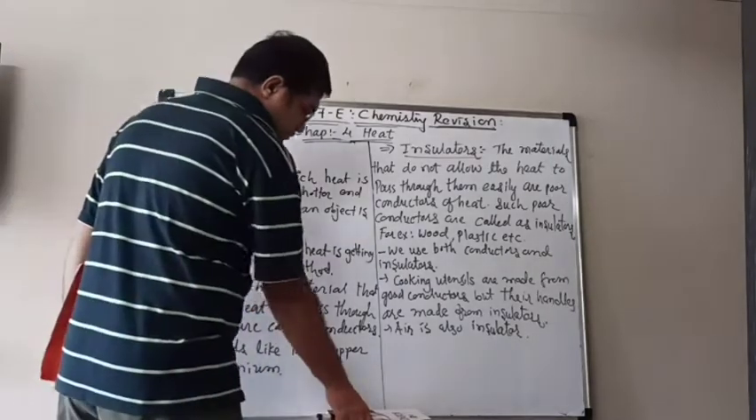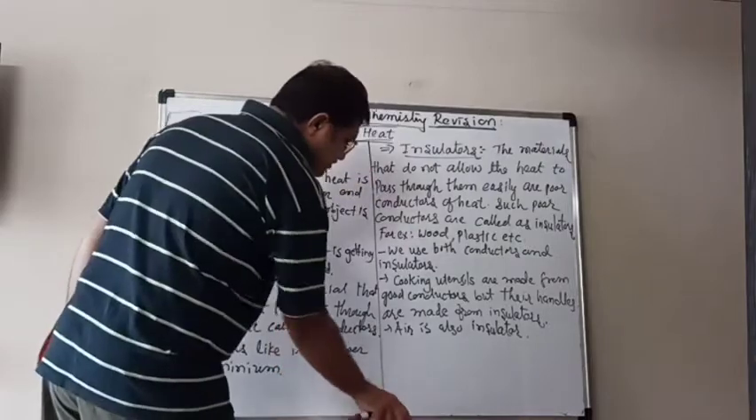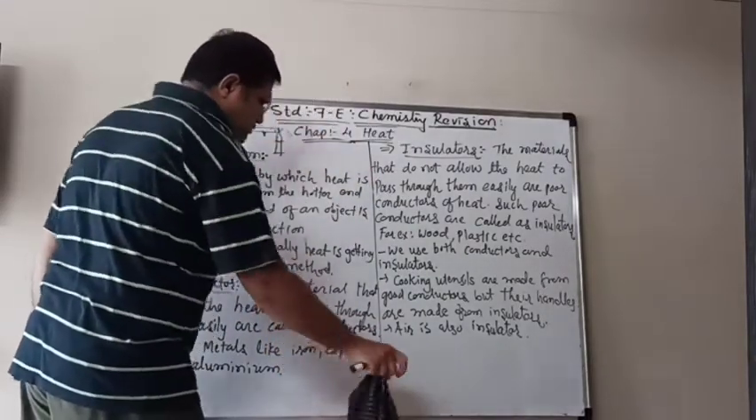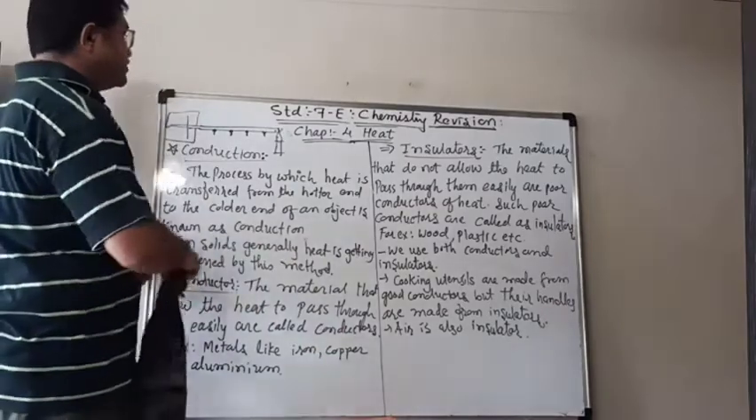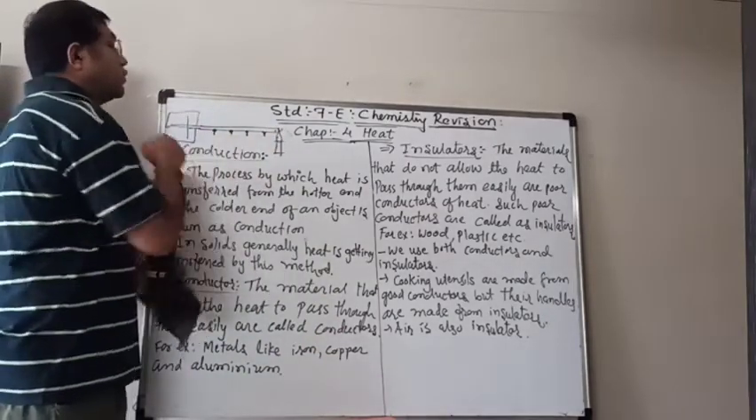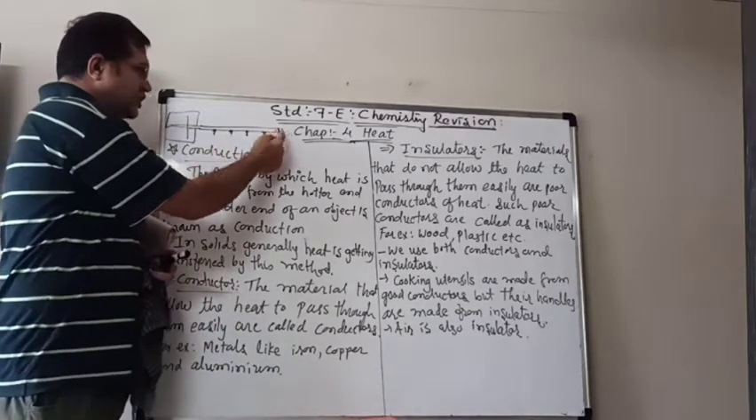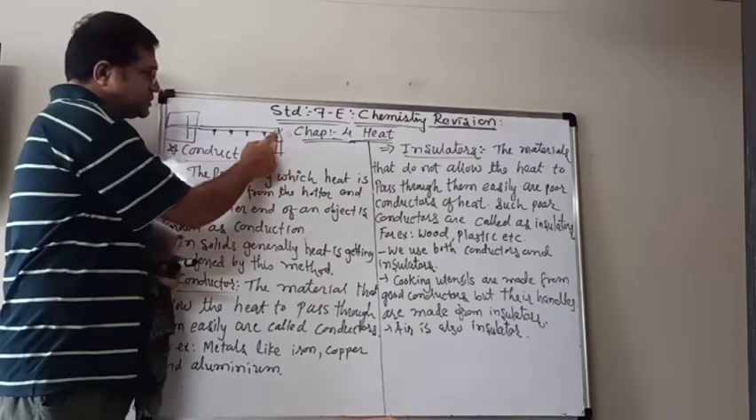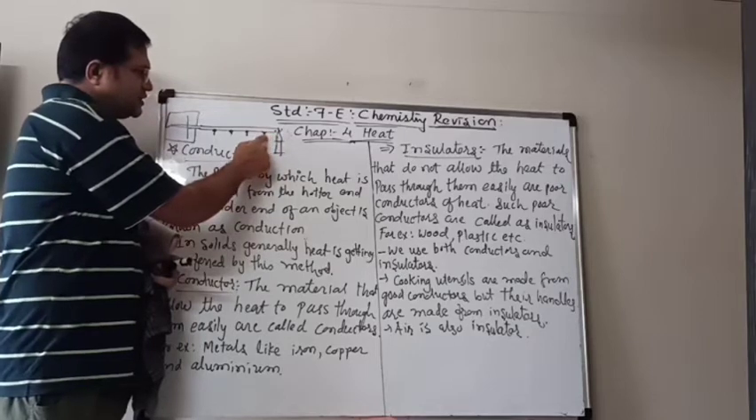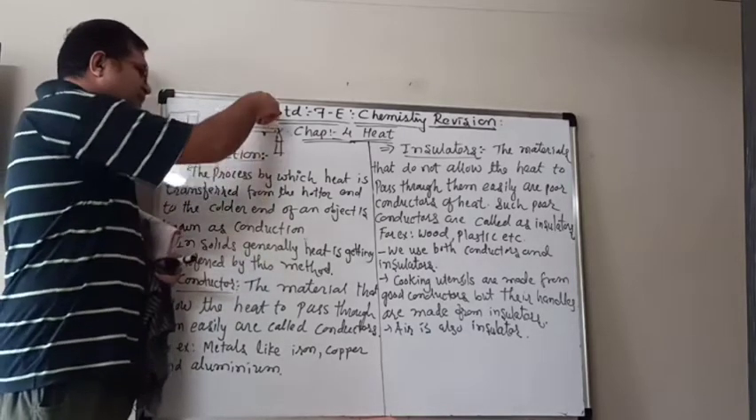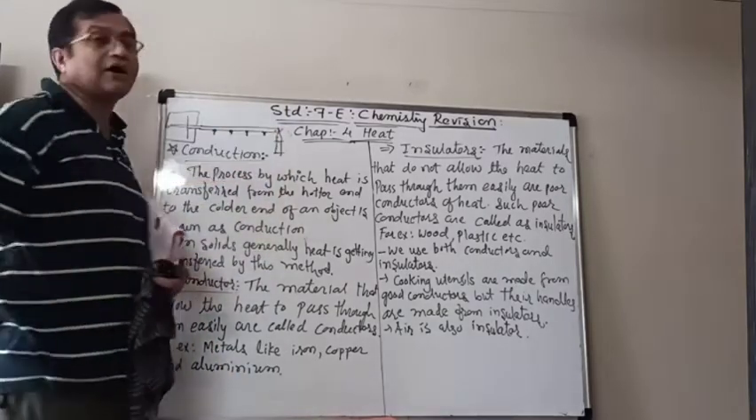It means that heat is getting transferred from the hotter end towards the colder end, because this side is the colder one. So slowly from here it starts passing here. When it comes here, the wax will melt and that nail will fall down.